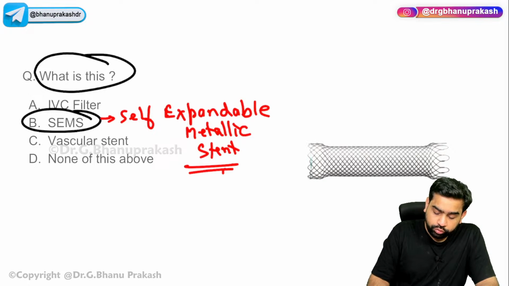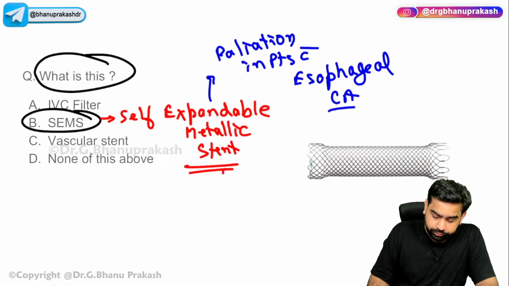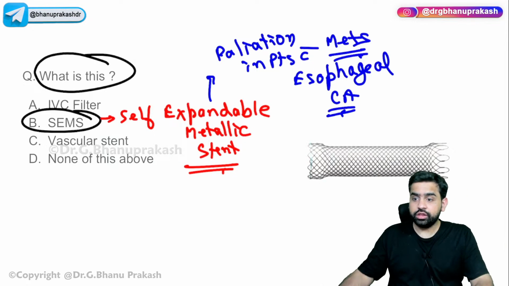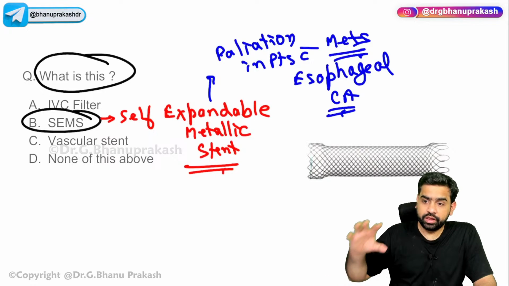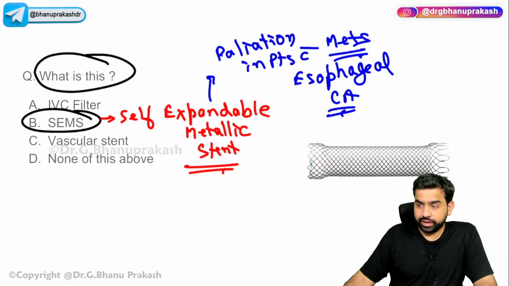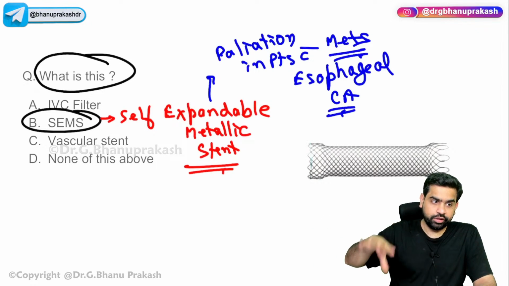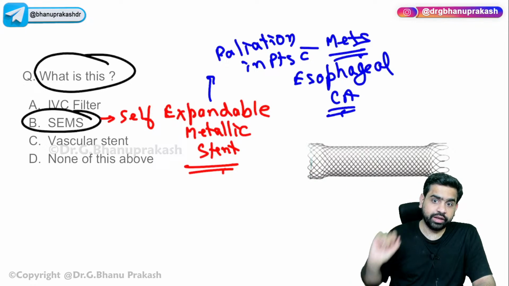This is basically used as a palliative procedure, for palliation in patients with esophageal carcinoma. In the metastatic esophageal carcinoma, not in the simple esophageal carcinoma. If there is a metastasis where you cannot save the life of this particular patient, all you need to do is a palliative procedure. You just want to ensure that whatever life the patient has, the patient leads a symptomless life. In those cases, you use this self-expandable metallic stent.